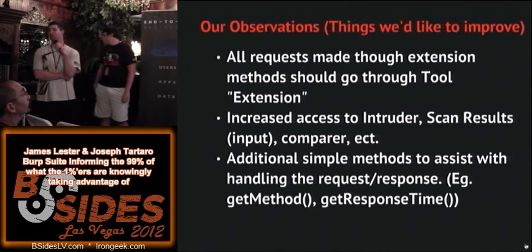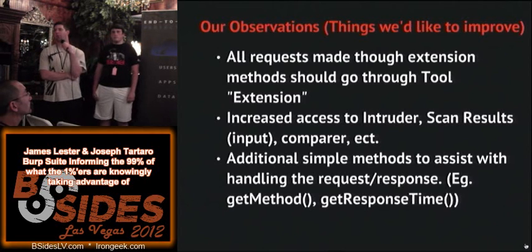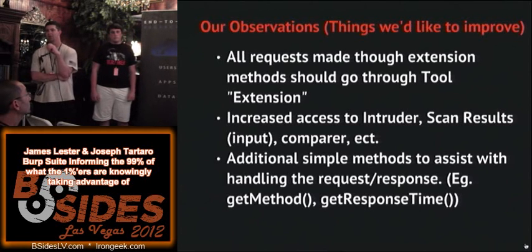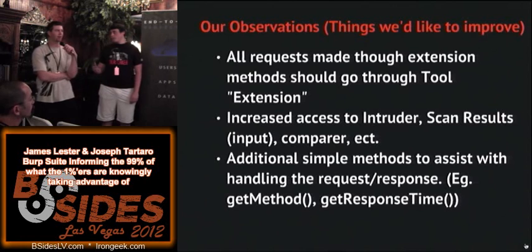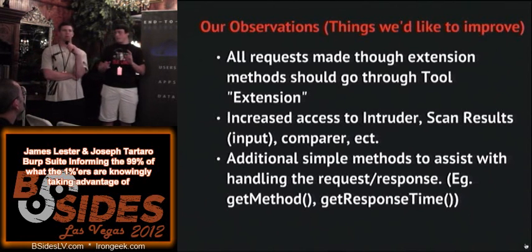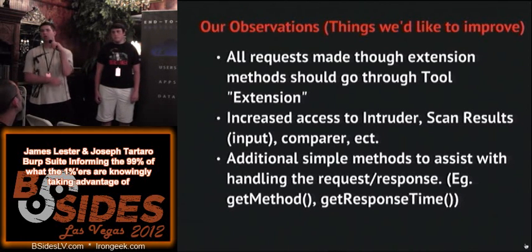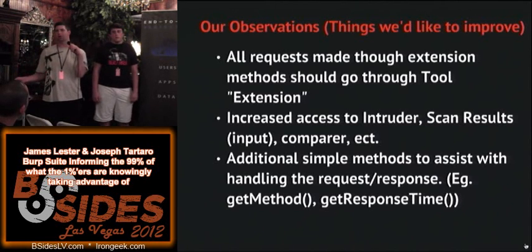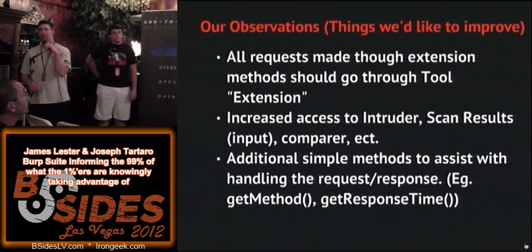Our observations on options that we would like to start having are, first, all requests from the extensions themselves should go through a tool extension. Currently, if an extension makes a request, it goes through the tool Repeater, and that can be a little bit difficult for keeping things separated. One of the options you do have with extensibility is being able to determine what tool: you could pick a tool and say, for Proxy, do this functionality, for Spider, do this functionality. So being able to separate Repeater items and items that are actually called from your extension would be beneficial.